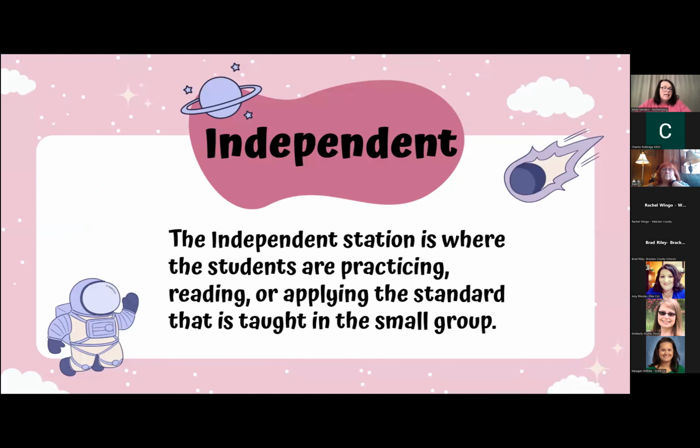In the independent station or studio, the students practice reading, maybe applying a standard that's taught in small group. This is also where a lot of times I will pull in the grammar focus for the week, the vocabulary for the week, some activities in this. And most of the time it's stuff that can be quickly checked, and I don't have to grade and grade and grade. A lot of times my 3rd graders like to grade their own work, so I may put a key somewhere in the room, and then they go over and they can check their own work, or a friend can check it because they like to use my ink pens, my Flair pens.